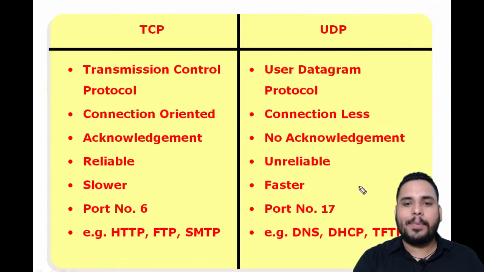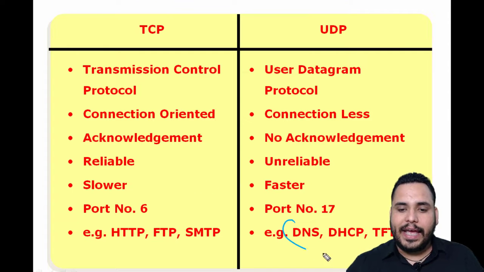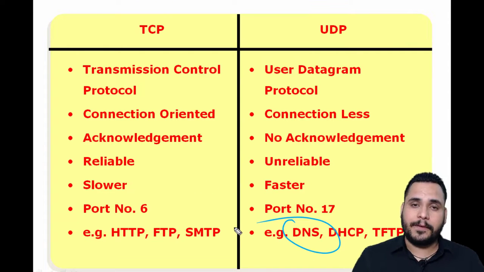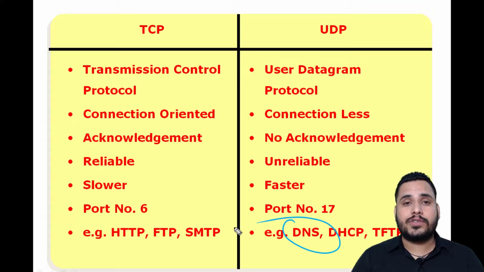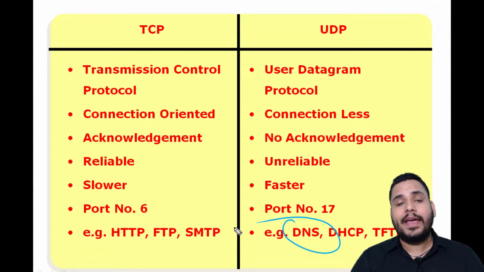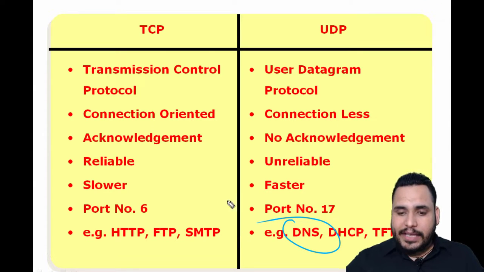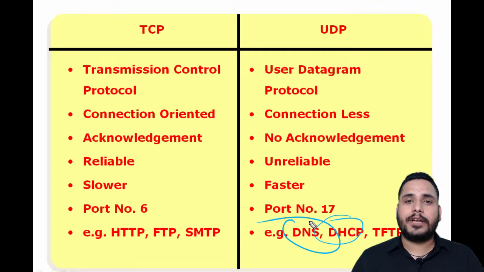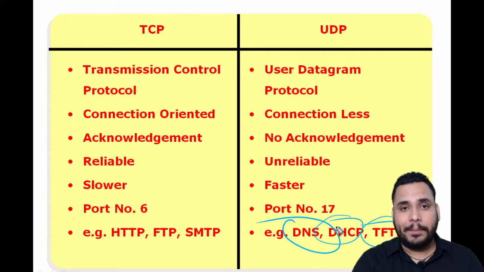And the example of UDP is DNS, domain name server. Domain name server is used to resolve a domain name from IP and IP to domain name. DHCP, dynamic host configuration protocol, is used to provide IP addresses automatically to LAN devices. And trivial file transfer protocol is also an example of UDP.